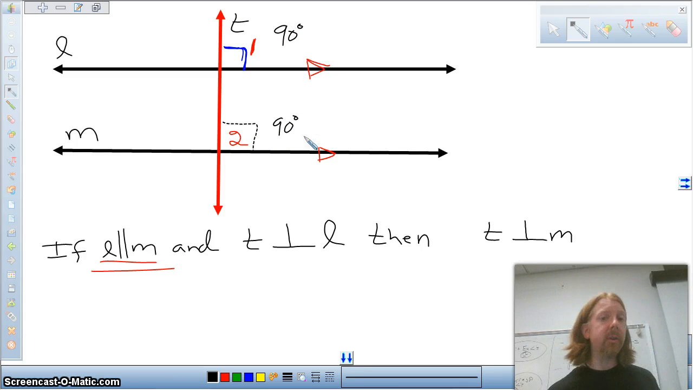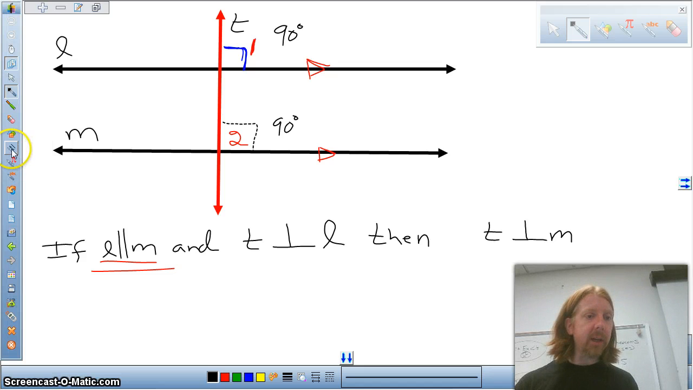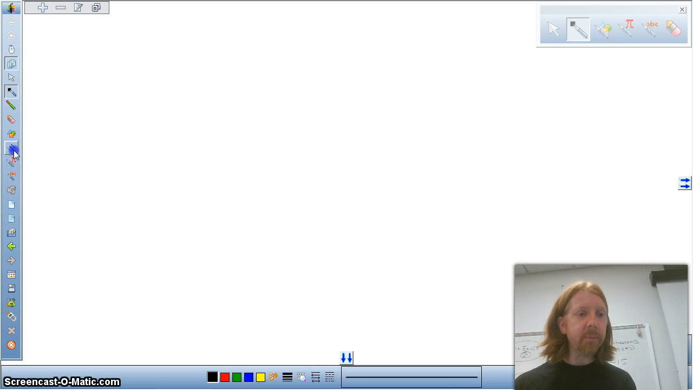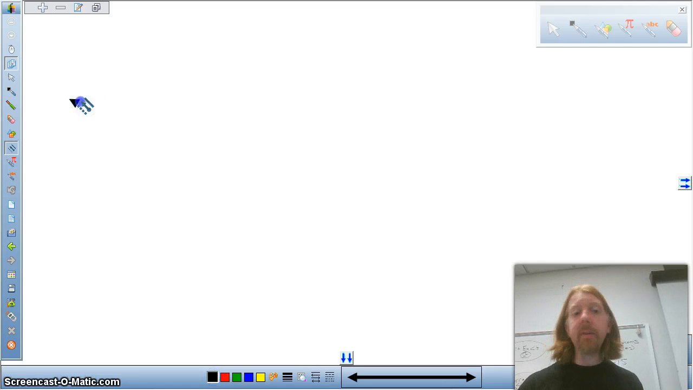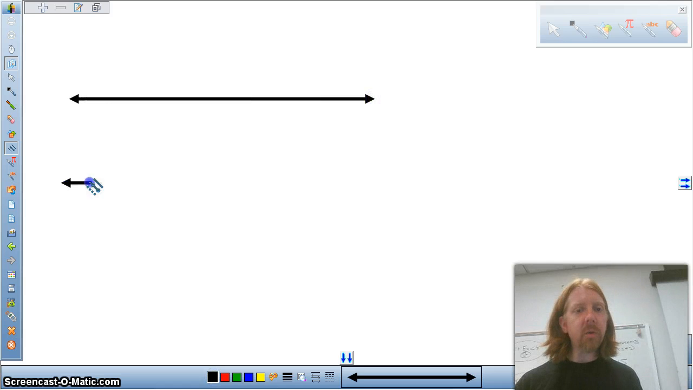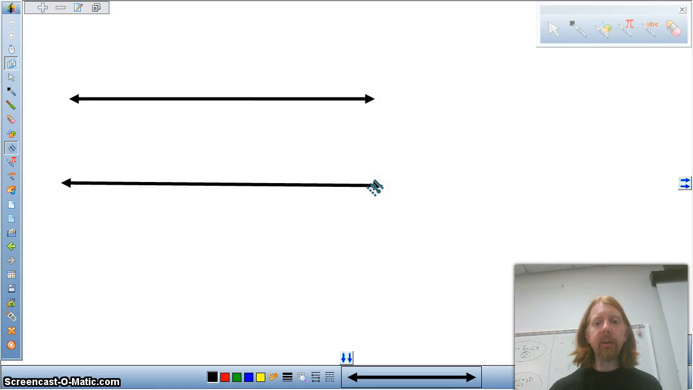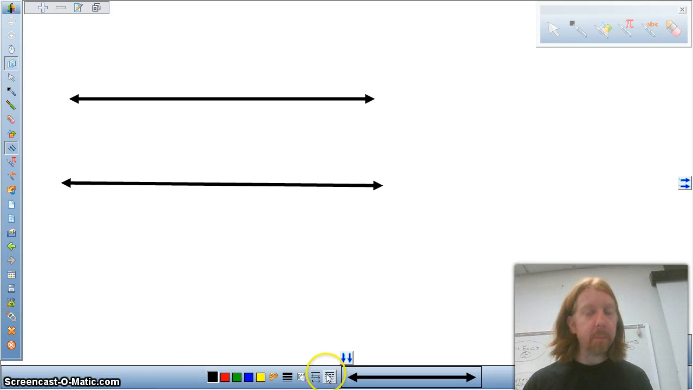There's another implication that I can talk about, which is, let's take a fresh page and draw two more lines on. Now this time, I don't know that the lines are going to be perpendicular or parallel.